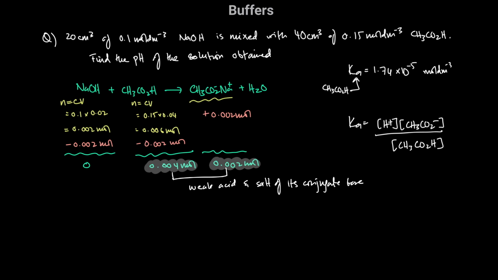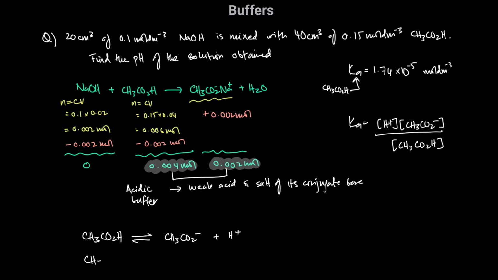That means that this type of solution is an acidic buffer solution. Now we have an acidic buffer. So what we have here, after this reaction has taken place, is a weak acid, that's ethanoic acid, that partially ionizes to form CH3CO2 minus and H plus ions.